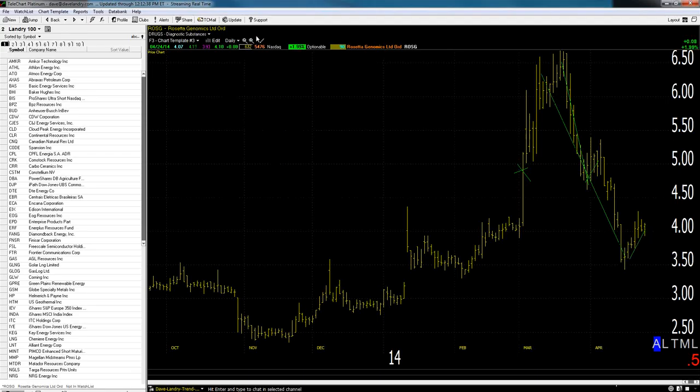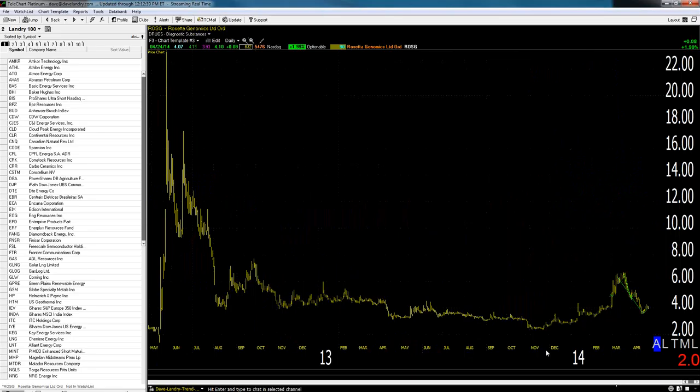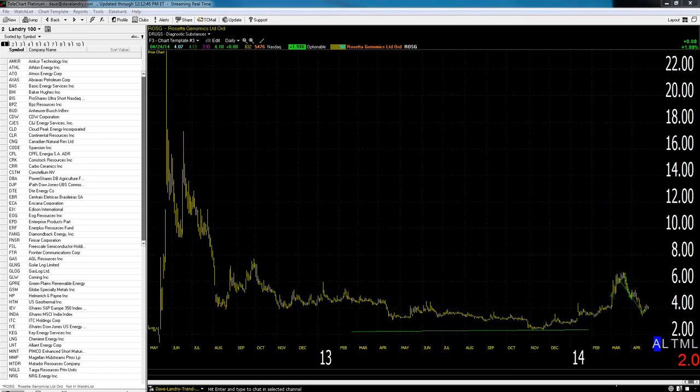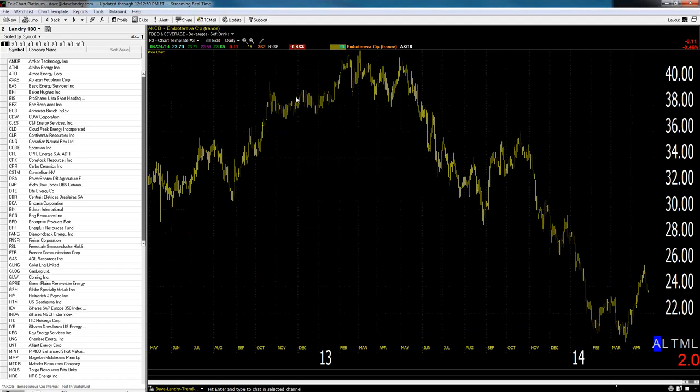ROSG, that sounds like either an energy or a biotech. And it's a biotech. Yeah, it looks like a short. It's less than $5 a share. Kind of hard to short those. It just looks like it's in trouble, but I don't see any way that's tradable.